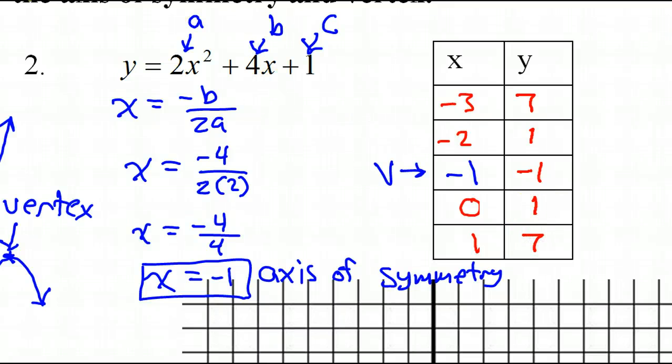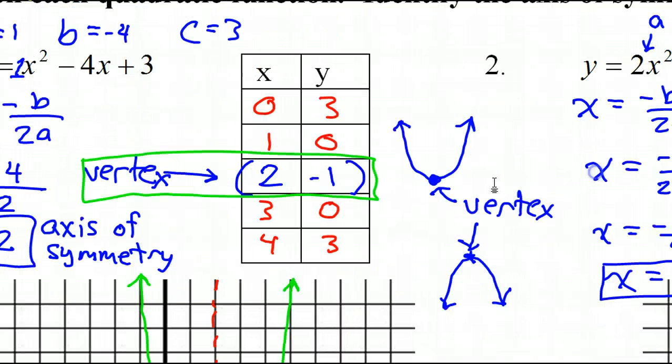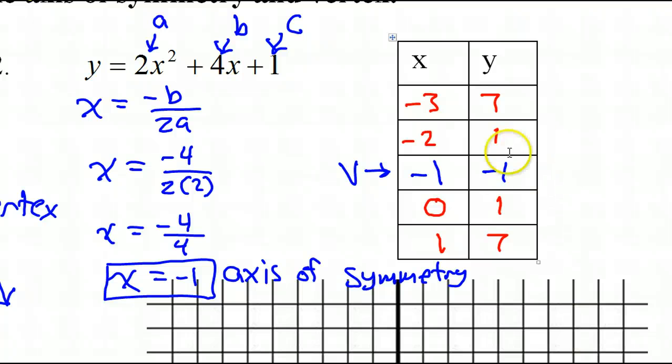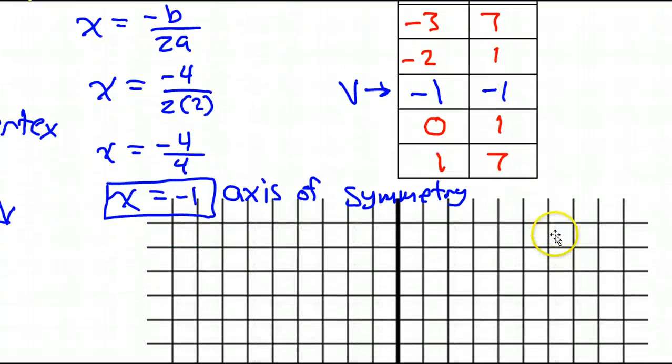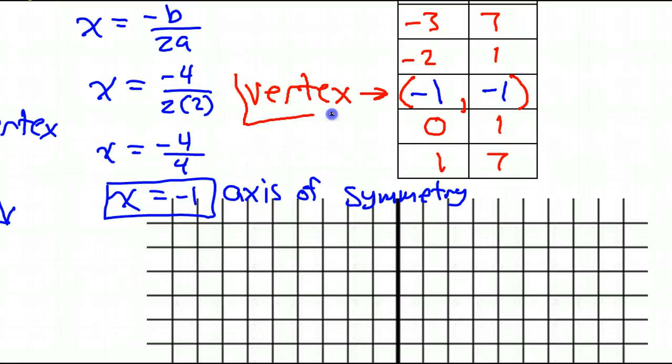Again, notice the symmetry. I meant to make this blue, I keep forgetting. Because that's the vertex. Notice the symmetry of the y values. Up and down from the vertex, 1 and 1, 7 and 7. That's the balance. So the vertex, let's just go ahead and officially label it vertex. Put parentheses around it. Your vertex is the point -1, -1.